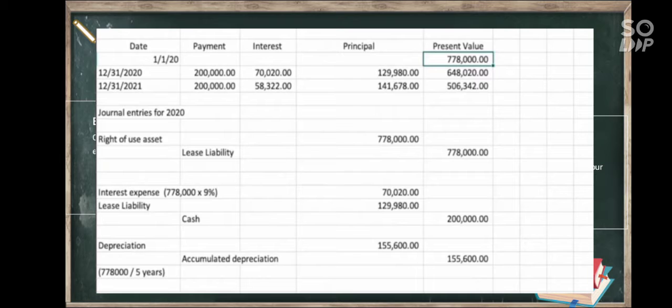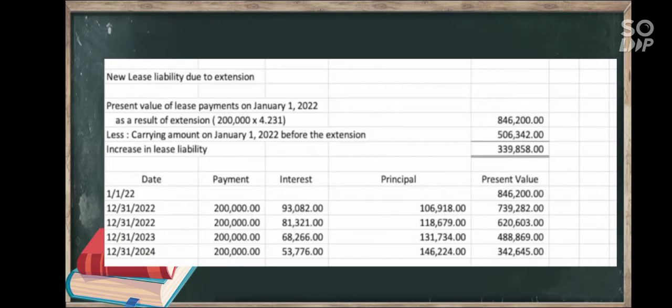Okay. Present value of lease payments on January 1, 2022 as a result of the extension is 846,200. How did we get it? 200,000 multiplied by 4.231. Less the carrying amount on January 1, 2022 before the extension, 506,342. And then the increase in lease liability now is 339,858.